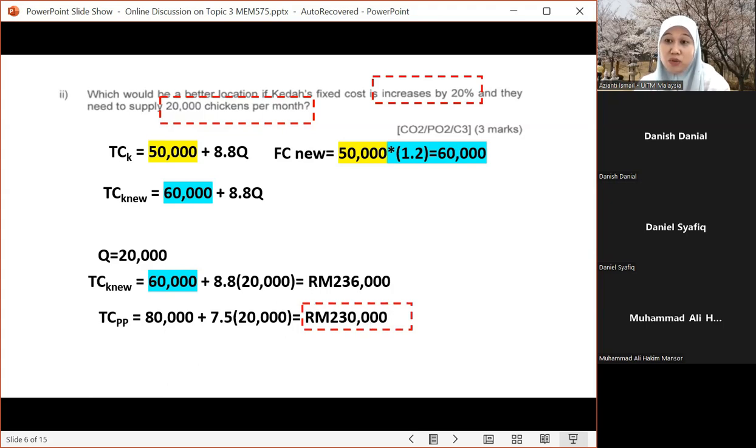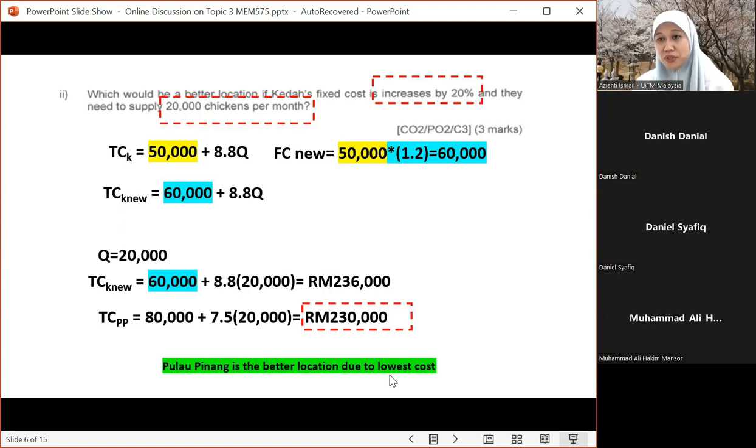So how to answer this to get full mark? You have to say Pulau Pinang is the better location because the question asks you why, due to the lowest cost. Okay, then you get 3 marks. If you finish until here, you get 2 marks. So you are missing 1 mark. So you need to write the sentence, so you get the full 3 marks.